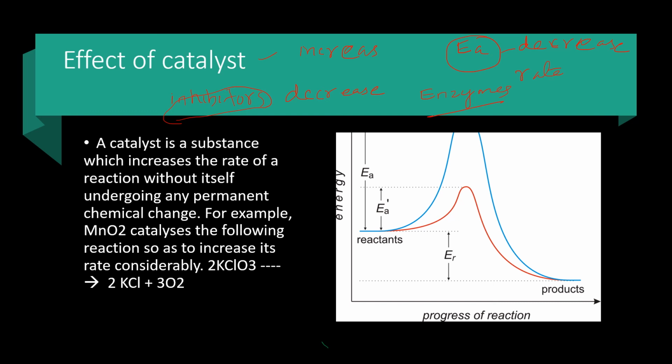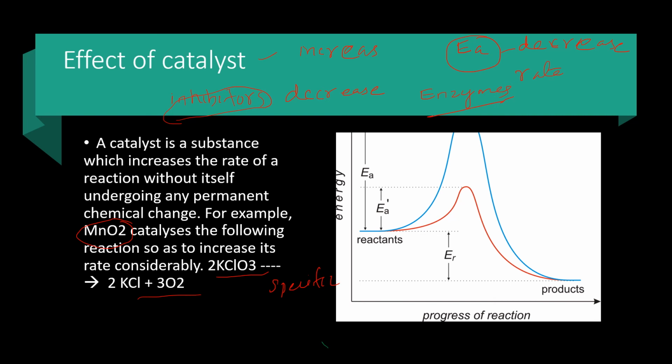For digesting our food, we need digestive enzymes. Without these enzymes, it may take 100 years to digest a single meal. From that you can understand how effective a catalyst is in increasing the rate of a reaction. But catalysts are specific. For a particular reaction to be catalyzed, it needs a particular catalyst. For example, for catalyzing potassium chlorate decomposition, it needs MnO2 as a catalyst.